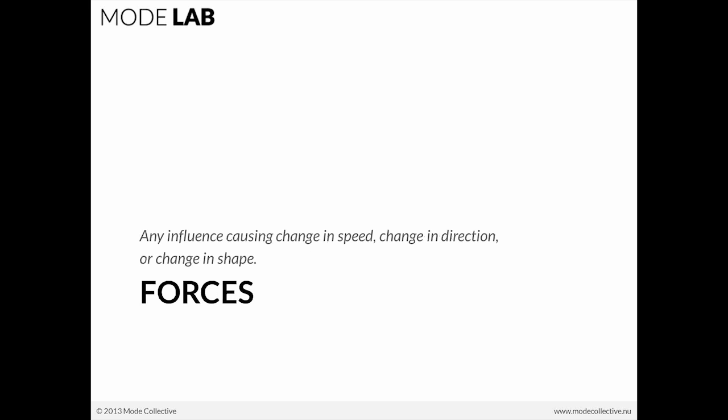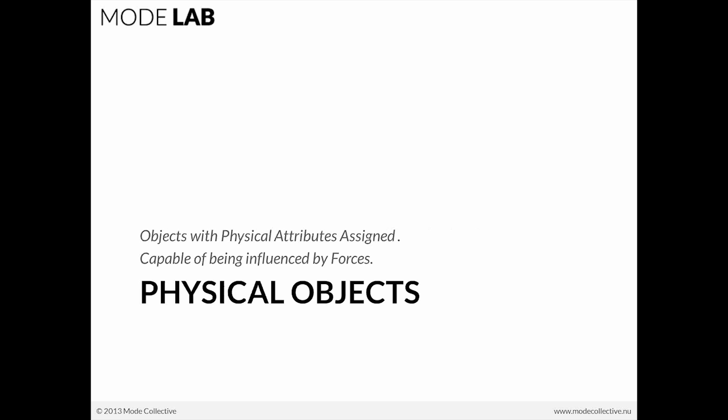So the elements that we're talking about here are a kind of base shape and pressure, right? And pressure really is just force. Any influence causing change in speed, direction, or shape. And when we're developing our simulations, in coordination with our forces, we'll be assigning physical characteristics to the objects in our CAD environment. So we'll be working with physical objects. These are just anything with physical attributes assigned to them, right? But that means that they are capable of being influenced by the forces in our scene.